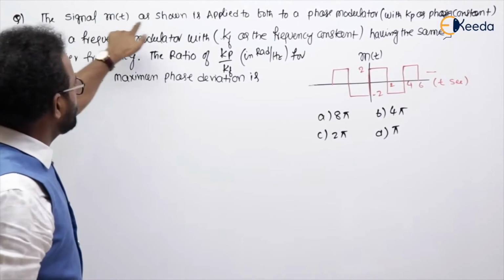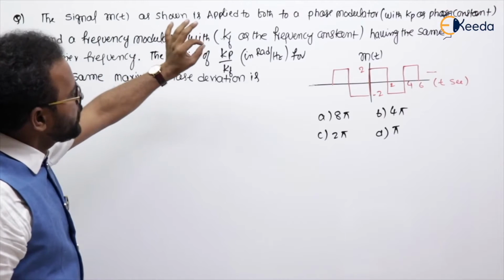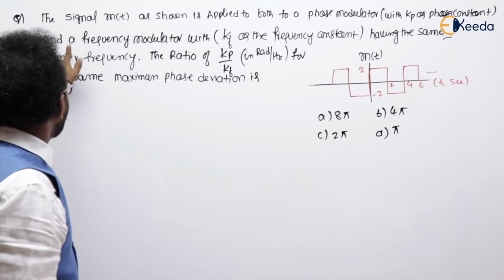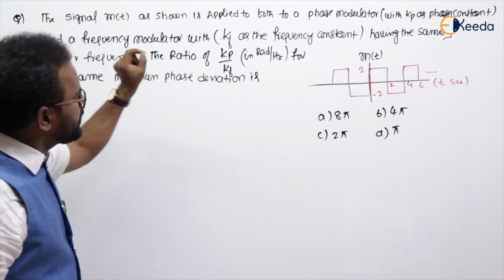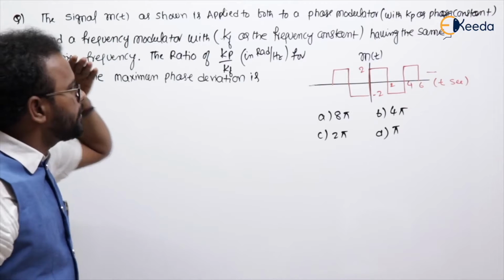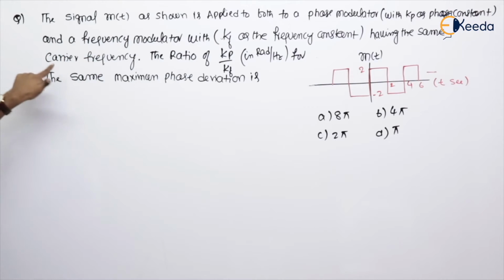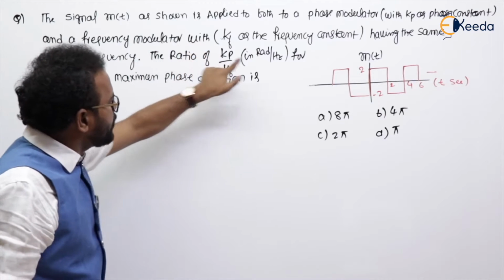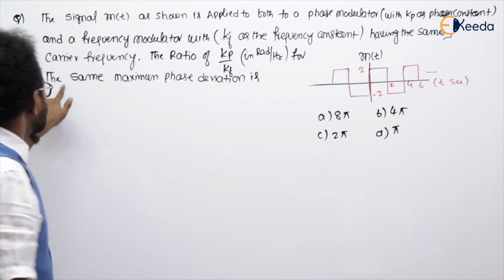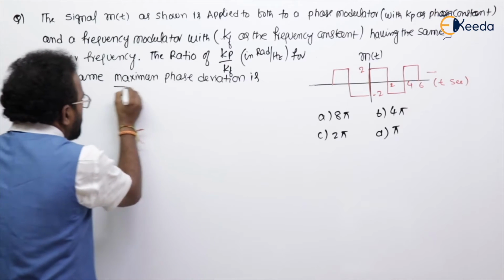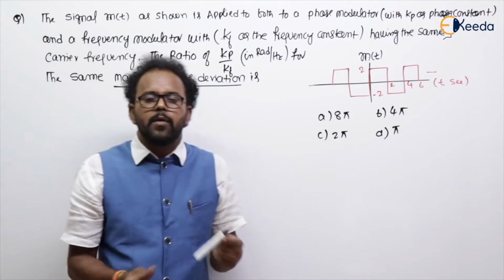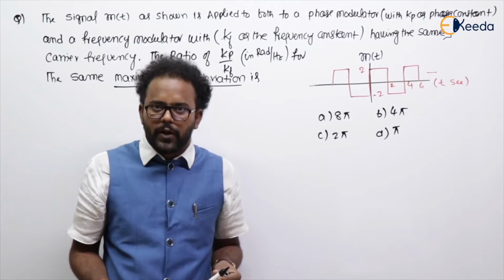A signal m(t) shown is applied to both a phase modulator with Kp as the phase constant and a frequency modulator with Kf as the frequency constant, both having the same carrier frequency. The ratio of Kp by Kf in radian per Hz. What is the condition for the same? Maximum phase deviation. For the same maximum phase deviation. Are you getting my point or not?